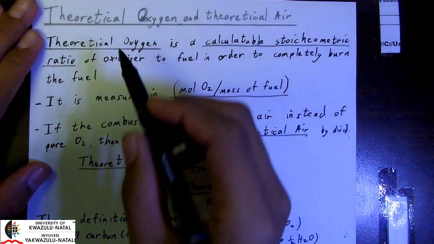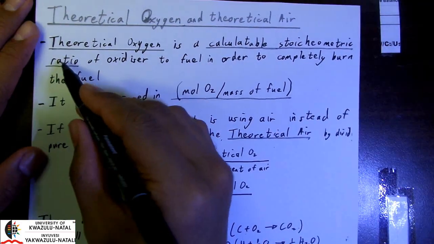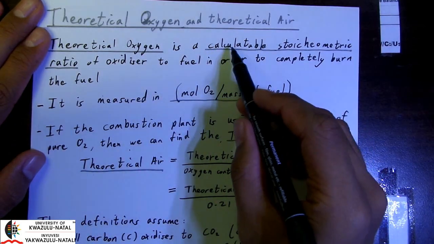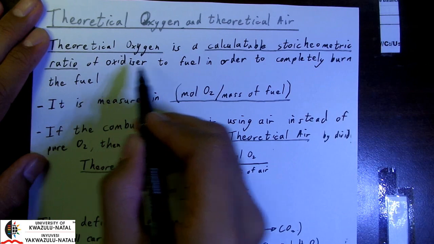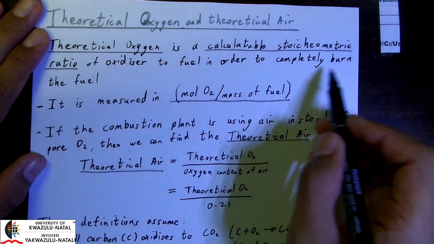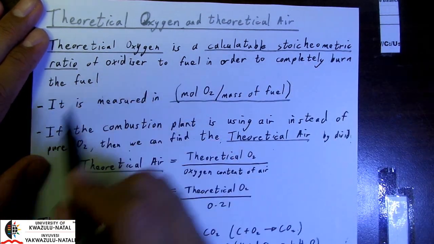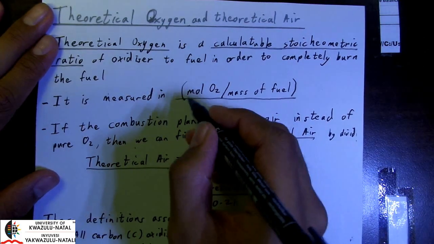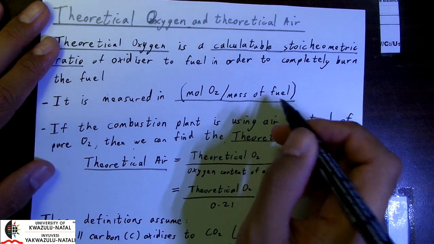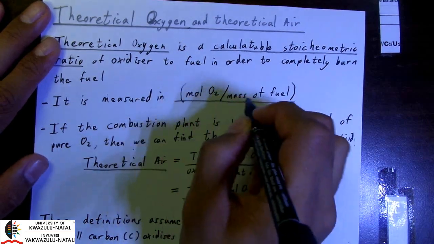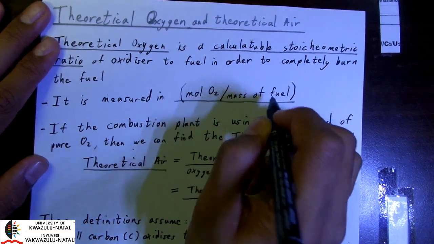So let's look at our definitions. Theoretical oxygen is a calculable stoichiometric ratio of oxidizer to fuel in order to completely burn our fuel. It is measured in moles of oxygen per mass of fuel. So pay attention to the units of this. It's moles of oxygen per mass of fuel.